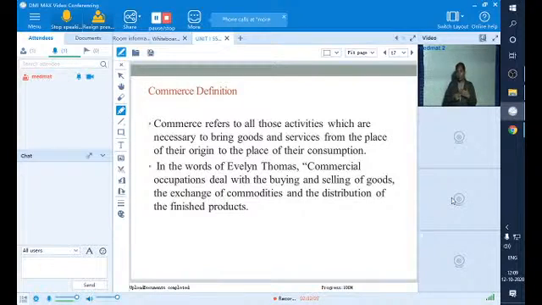So in other words, you can say commerce is a commercial occupation. It deals with what? Buying of goods and selling of goods. Commerce is a commercial occupation that deals with the buying and selling of goods, the exchange of commodities and distribution of the finished products. This is the definition given by Evelyn Thomas. Evelyn Thomas was a scientist who gave a definition for commerce as a commercial occupation. It deals with the buying and selling of goods, as well as the exchange of commodities and distribution of the finished products.